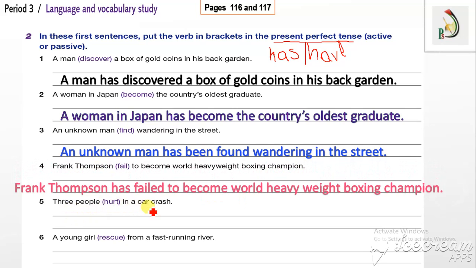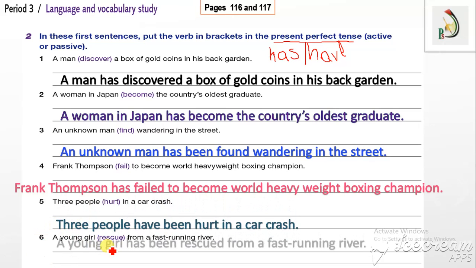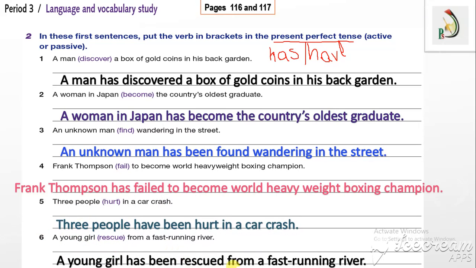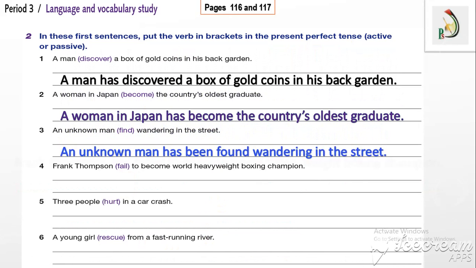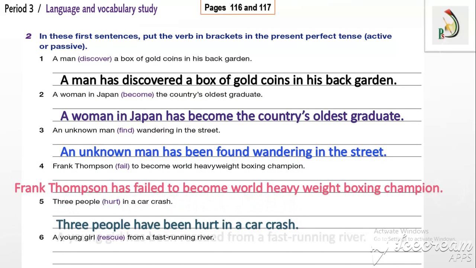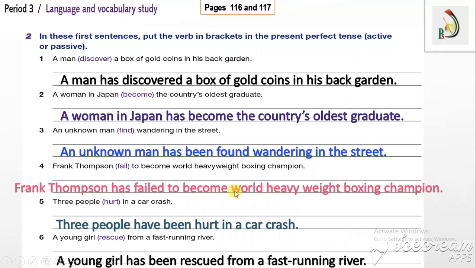Three people hurt in a car crash. Three people have been hurt in a car crash. A young girl has been rescued from a fast running river. Now, darlings, these were the news items which we solved. Since there is no time signal, we made them present perfect.